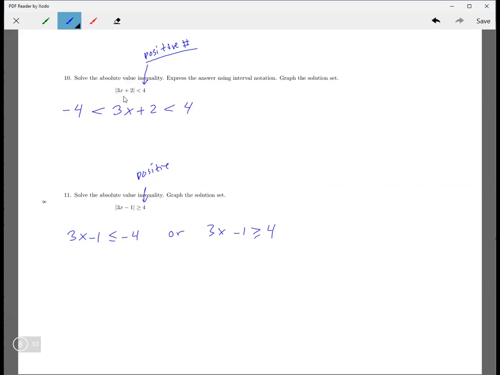Remember, the absolute value makes it positive, right? So now, if what's inside here is, let's say that 3x plus 2 is -5, when you take the absolute value, that's going to be 5, which is not going to satisfy the inequality. But if it's anything between -4 and 4, when you take the absolute value, it will satisfy the inequality.